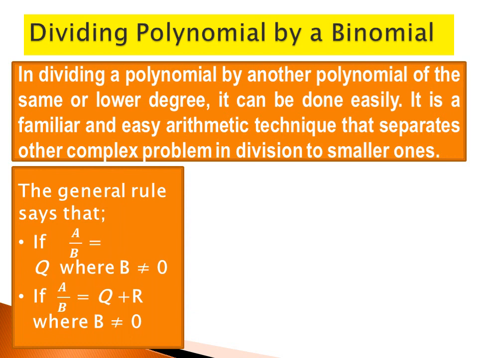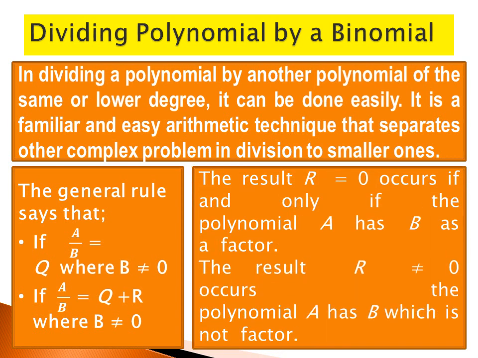The general rule says that if A divided by B is equal to Q, where Q is the quotient, and B is not equal to 0. If A divided by B is equal to Q plus R, where R is the remainder and B is not equal to 0. The result R, or the remainder, is equal to 0 if and only if the polynomial A has B as a factor. The result R is not equal to 0 when the polynomial A has B which is not a factor.